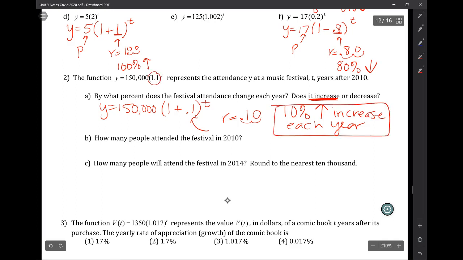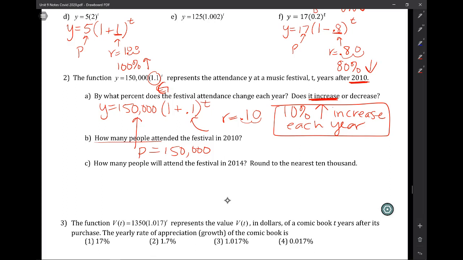And I knew that because the base of this was greater than 1. Sorry, that's a G. How many people attended the festival in 2010? Well, 2010 is like our baseline year 0, our initial year. So if they're looking for our initial amount of people that attended in the first year, that is our y-intercept or our P-value. So 150,000 people attended it in its first year. How many people then will be attending, assuming that this growth keeps happening, 10% increase each year? How many people will attend it in 2014?